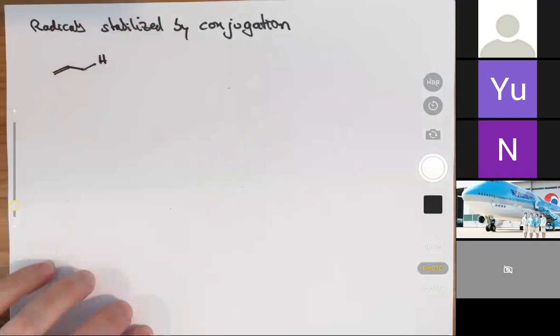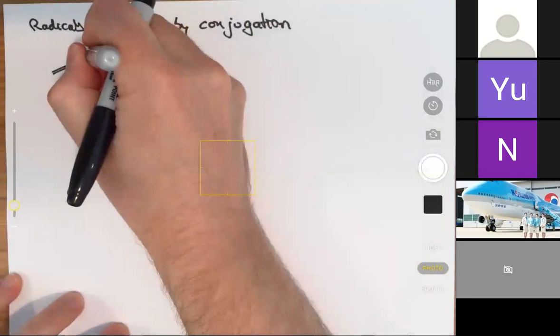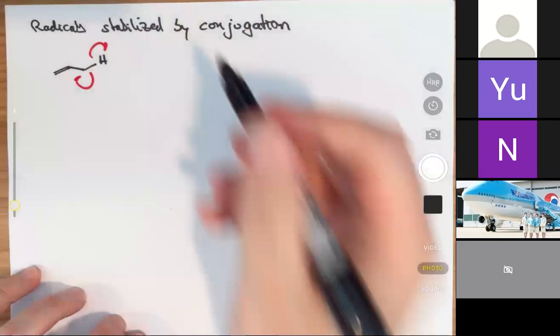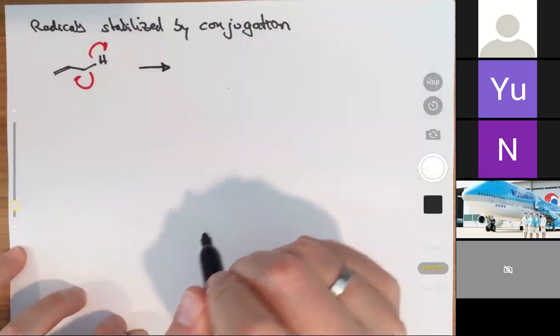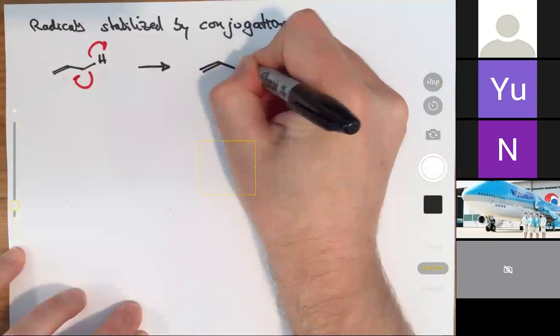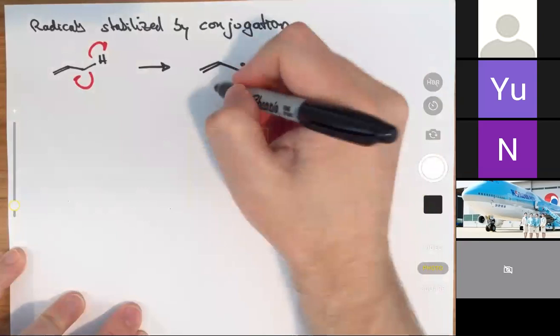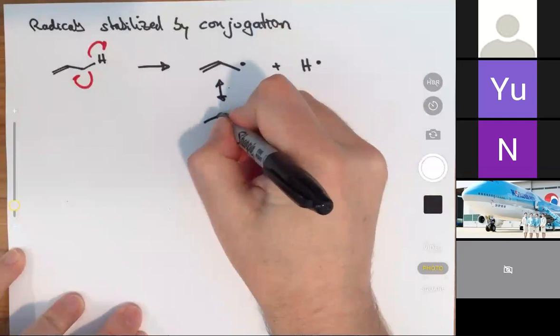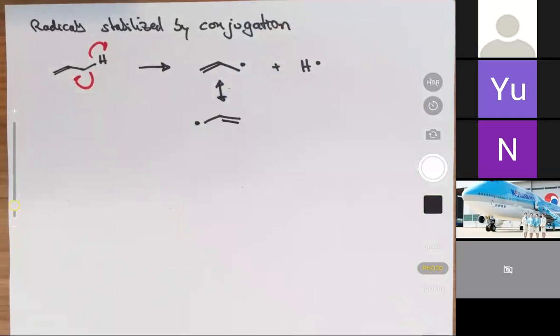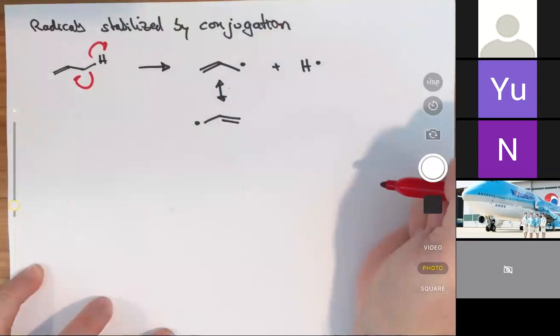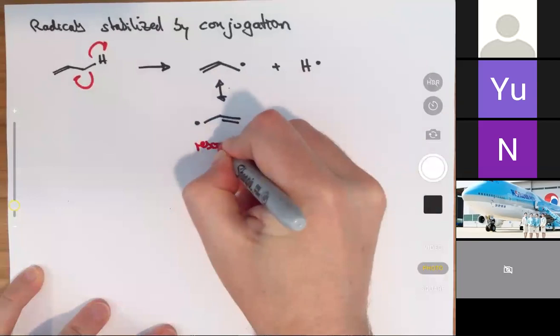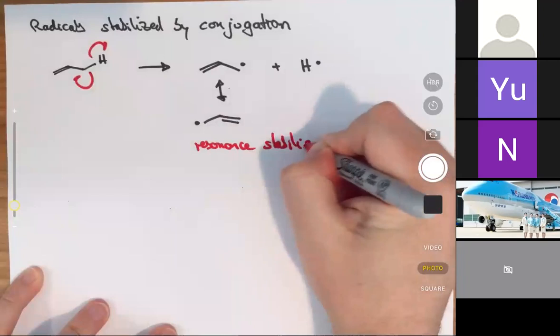if we were to break this CH bond homolytically, we can draw the arrows as these fishhook arrows out like this. If we then go to the product of this, this would be an allyl radical plus essentially a hydrogen radical. And we know that for this allyl radical we can draw a resonance structure, where you basically have these two possible resonance structures that contribute to the overall structure of the allyl radical. And that is essentially an additional resonance stabilization that lowers the energy of this primary alkyl radical. So resonance stabilization of the primary radical.